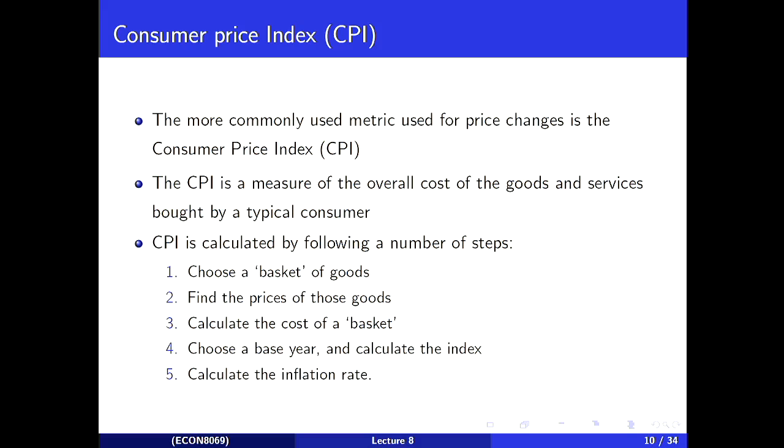So the CPI we do by, first off, we choose what we call a basket of goods. We find the prices for those goods. We calculate the cost of the basket of goods. Choose a base year, calculate the index. And then, just like for GDP deflator, the thing we care about is not so much the CPI, but the percentage change in CPI over time. We care about how CPI is changing. And we call that percentage change the inflation rate. If you ever see anything about inflation rates, which I really hope you've seen, then this is what it is. It's the percentage change in CPI.